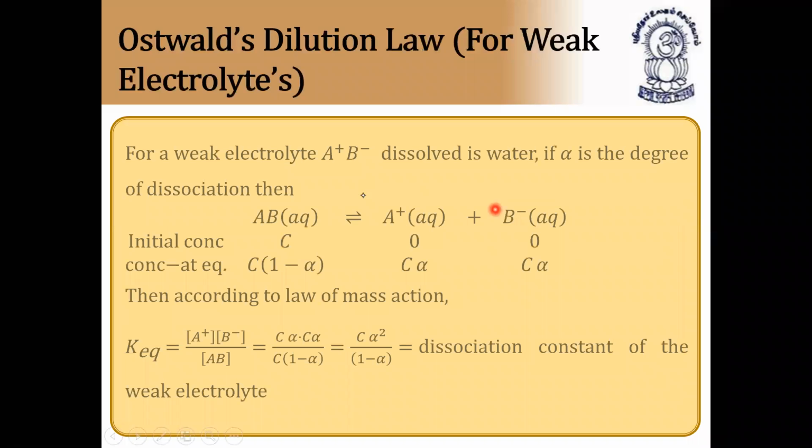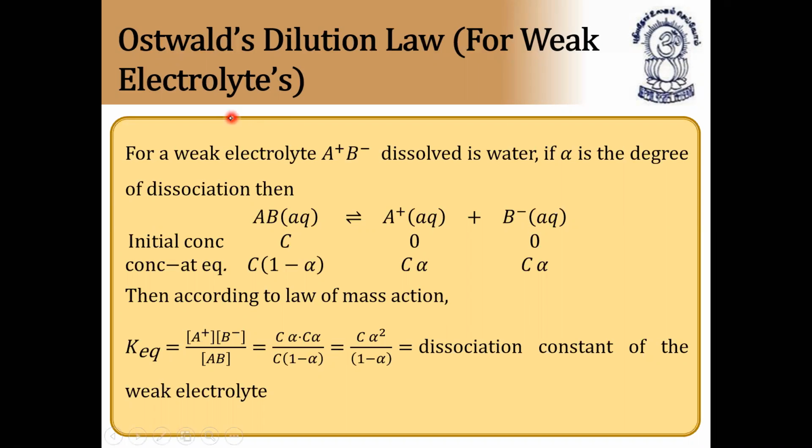Next continuation. Now, what is Ostwald's dilution law? For a weak electrolyte such as A plus B minus, when dissolved in water, if alpha is the degree of dissociation, then initially AB is full with concentration C, and there is no A plus and B minus initially. At equilibrium, AB becomes C into 1 minus alpha, A plus becomes C alpha, and B minus becomes C alpha. According to the law of mass action, equilibrium constant K is equal to concentration of products by concentration of reactants. The concentration of products is C alpha into C alpha, and the concentration of reactant AB is C into 1 minus alpha.